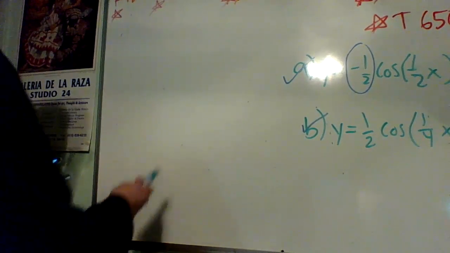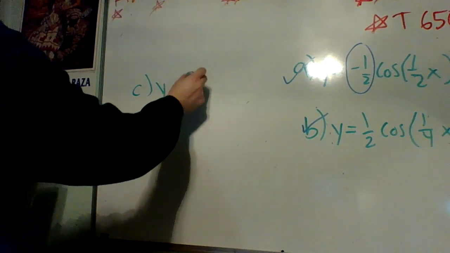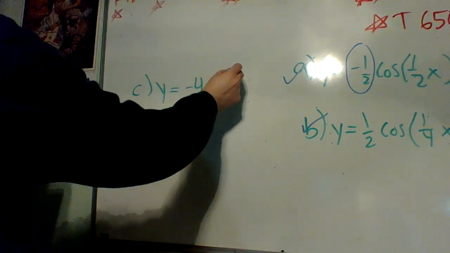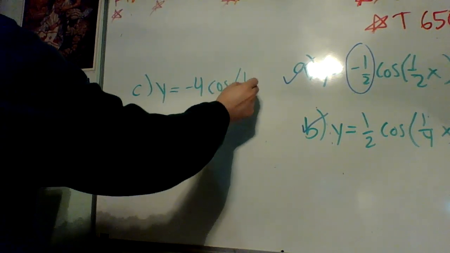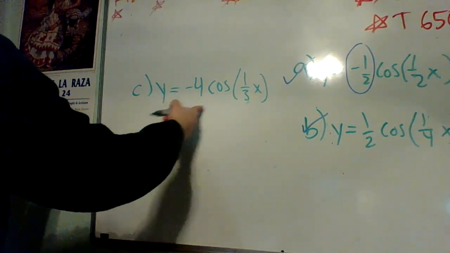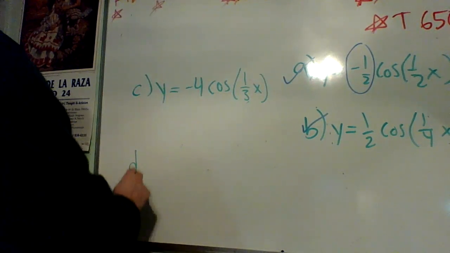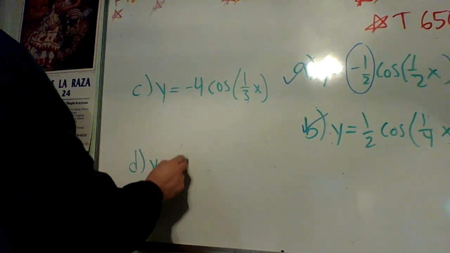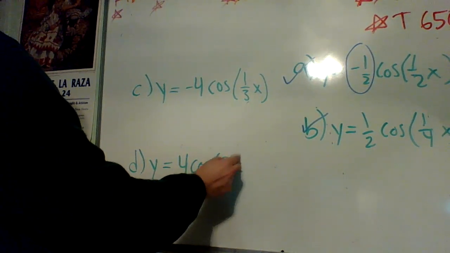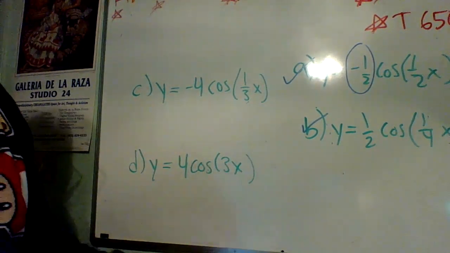Now let's do C. C says y equals negative 4, which is okay, cosine, the way they put it was like this, 1/3 times x. Okay? So this part's okay. This part looks like the 1/3 that's on that side on that board, but we're going to double check this in a second. Again, amplitude 4, which is fine. Cosine 3x. Maybe inclined to think it's that one, but we have to do some verification.